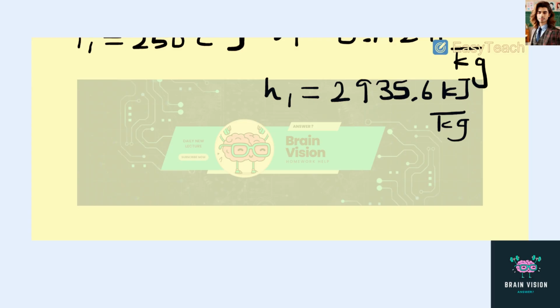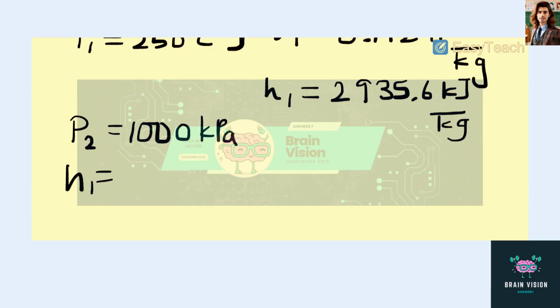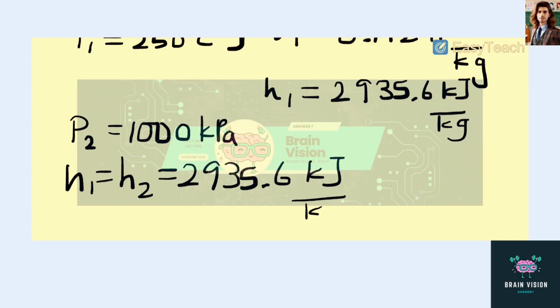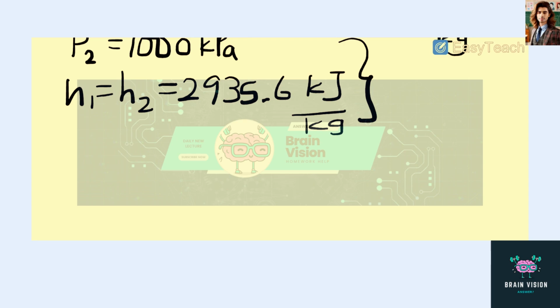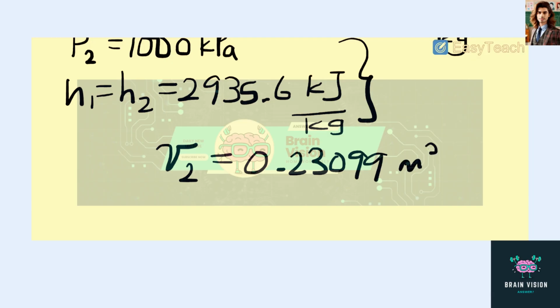Similarly, at state 2, we know that P2 is equal to 1000 kPa. But from the energy balance, we also know that h1 is equal to h2, which is equal to 2,935.6 kilojoules per kilogram. Therefore, with these two pieces of information, we can solve for the specific volume at 2, and that's equal to 0.23099 meters cubed per kilogram.